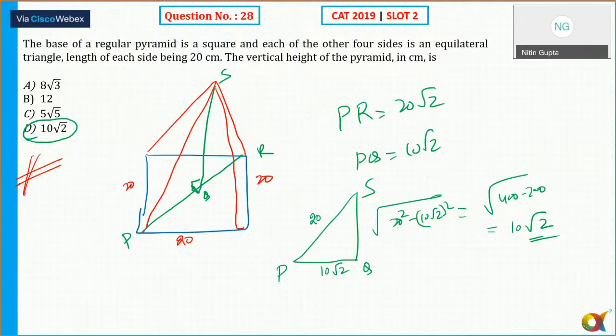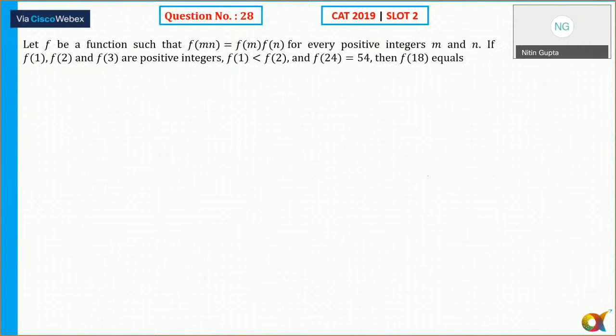All right. Question 28. Okay. f(mn) is equal to f(m) times f(n) for every positive integers m and n. If f(1) is a positive integer, f is less than or equal to 50. Okay. So 8 is 2 into 2 into 2, or I can break it step by step also.